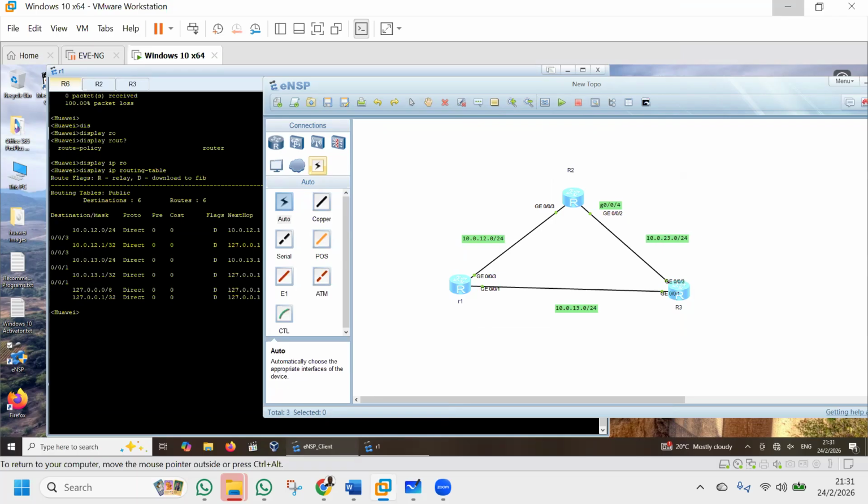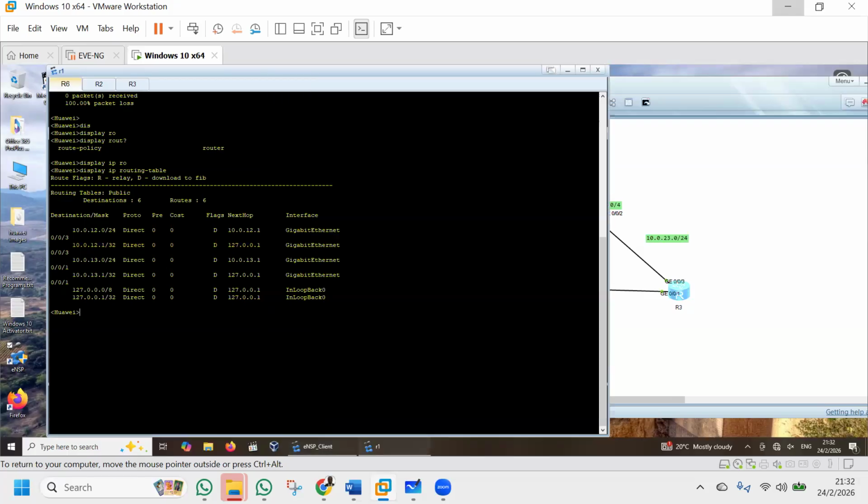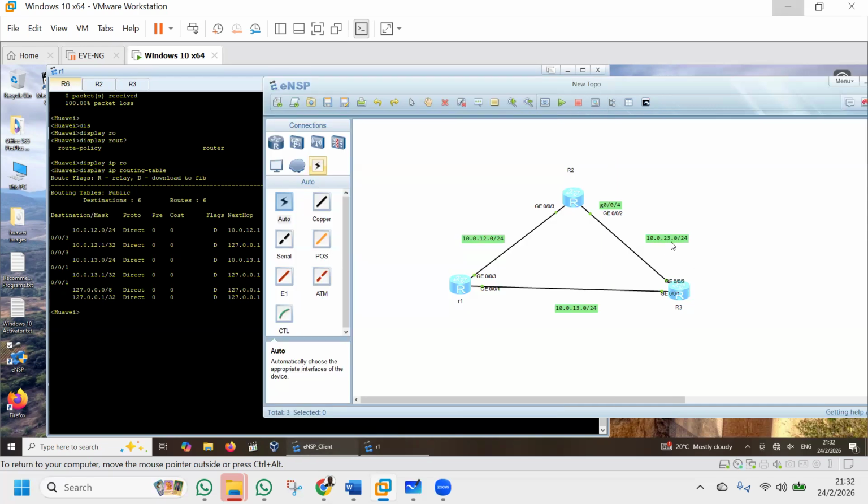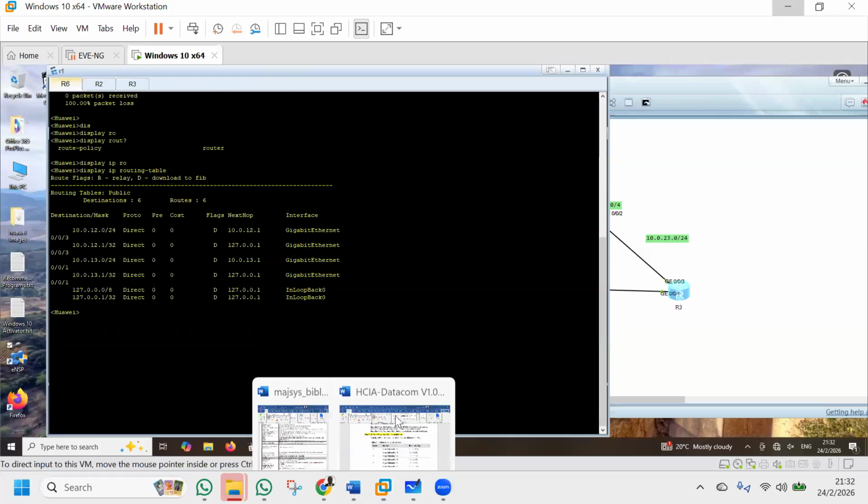Routing table on R1 is showing us the networks it can reach, only those that are present. It cannot reach this network. Why? Because it is not in the routing table. If you want to get there, you have to configure a static route. So we're going to add a static route to this destination, 10.0.23.0/24.